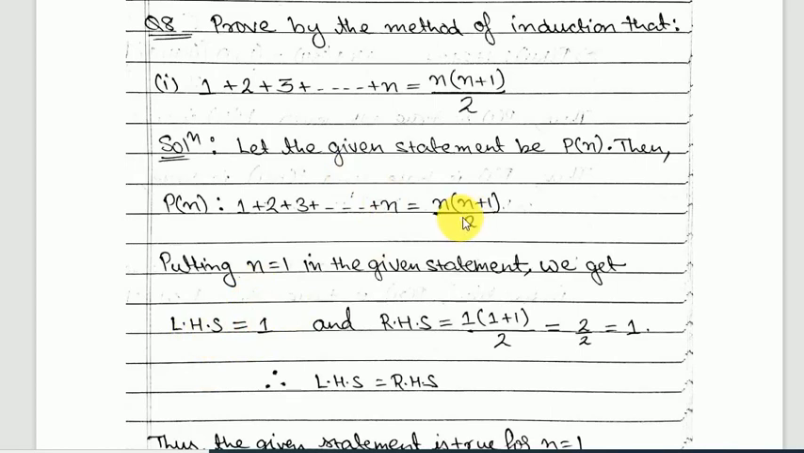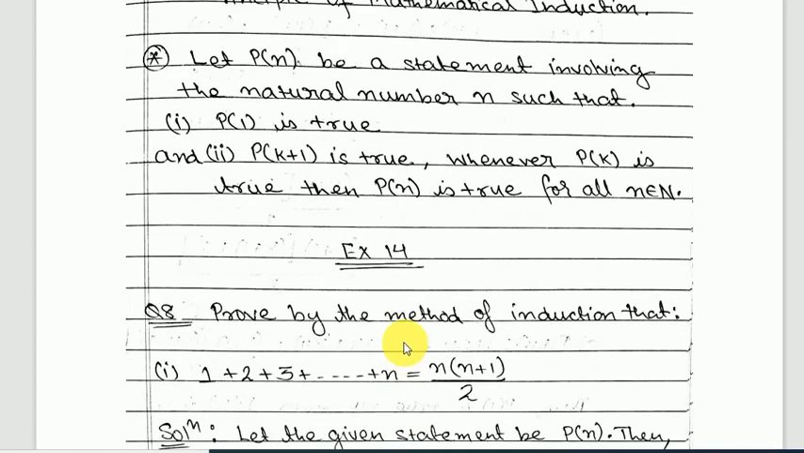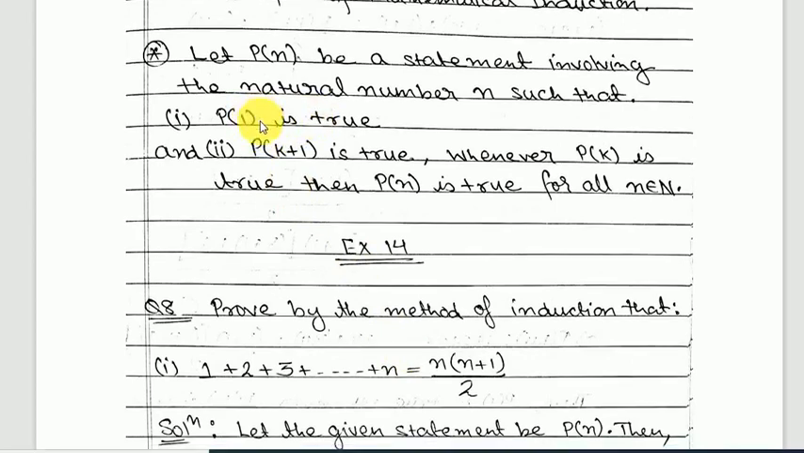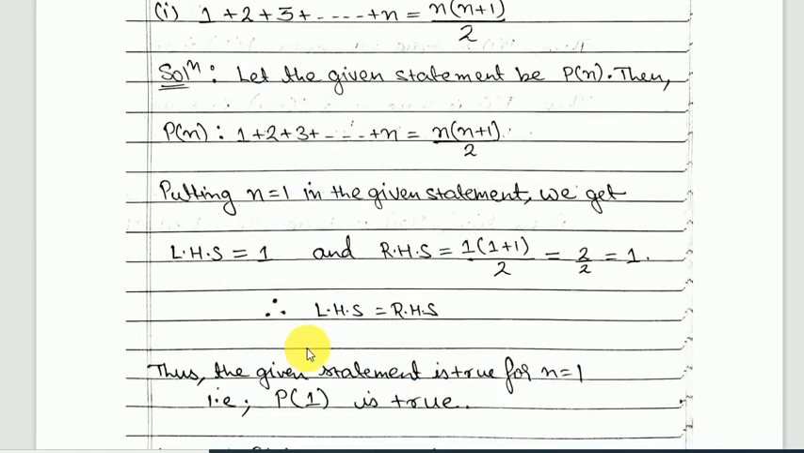Then you solve the right hand side separately. Wherever you see n, replace by 1. So right hand side will be 1 into (1 plus 1) upon 2, that will come 1. So here what you observe is, left hand side is equal to right hand side. This is what we were supposed to do first. We were supposed to show that the statement will be true for the natural number 1, so we have shown it. So it is proved that the statement is true for natural number 1.